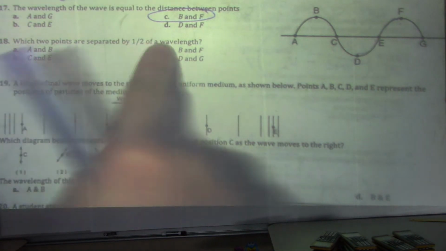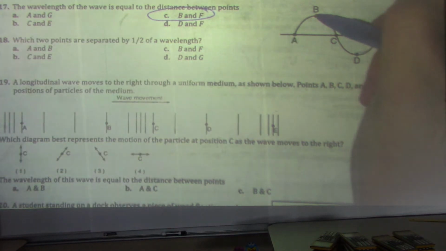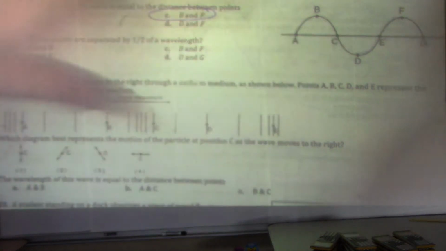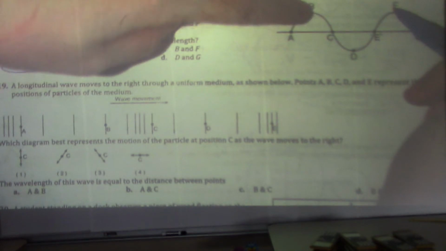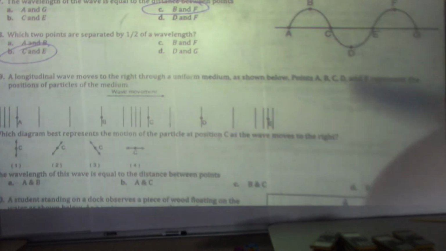Which of the following are separated by half of a wavelength? A to B, nope, that's 1/4 of a wave. C to E, yes, that is half a wave. B to F, that's a full wave, and D to G would be like 3/4 of a wave, so no.